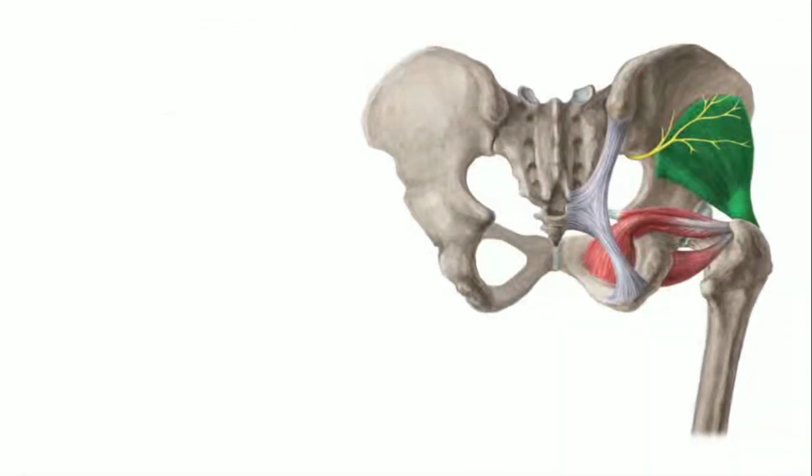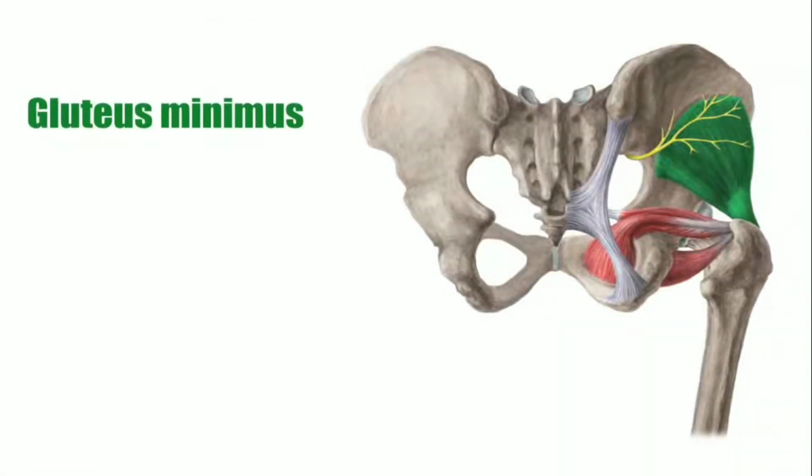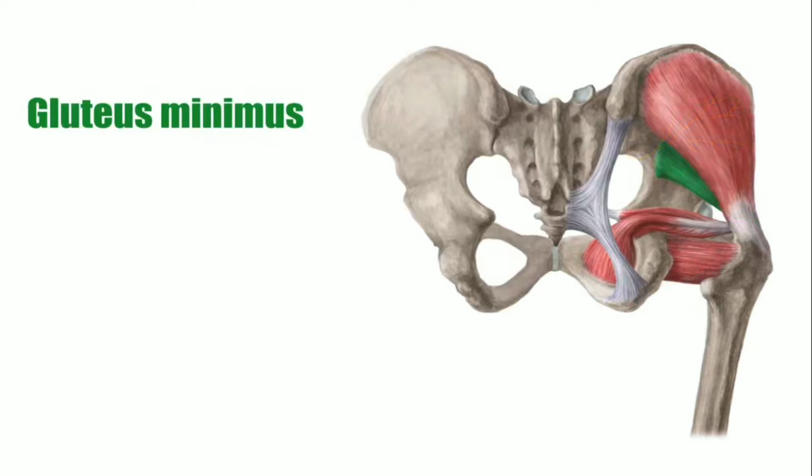Moving on to the small one, the small gluteal muscle, the gluteus minimus. The gluteus minimus is found underneath the gluteus medius. If I add the gluteus medius to the image, you can now see the gluteus minimus just underneath it.